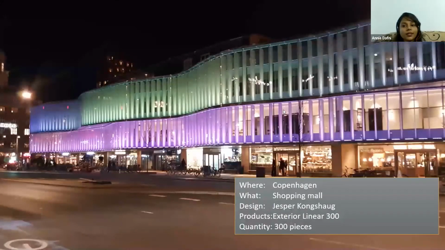Okay. So this is another example of focal lighting technique where you're highlighting the vertical fins of the building using the exterior linear grazers. So we've used the smaller 1-foot version, and each of these fins are actually highlighted using them. So again, the first thing that you look at on the building is the kind of wave pattern that the lighting is creating.